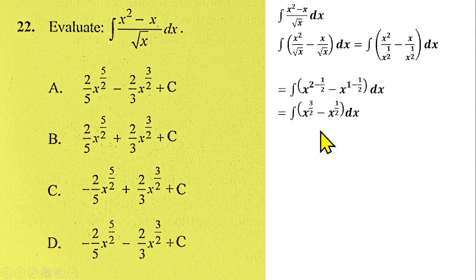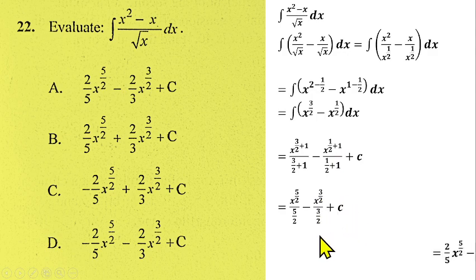Then from there we can now integrate this one after the other. So we have x raised to power 3 over 2 plus 1 over 3 over 2 plus 1, minus x raised to power half plus 1 over half plus 1, plus c. If you simplify that, that will give us x raised to power 5 over 2 over 5 over 2, minus x raised to power 3 over 2 over 3 over 2, plus c. If you understand the law of indices very well, we know that this will give us 2 over 5 x raised to power 5 over 2 minus 2 over 3 x raised to power 3 over 2 plus c.